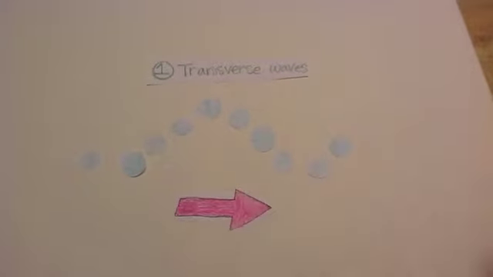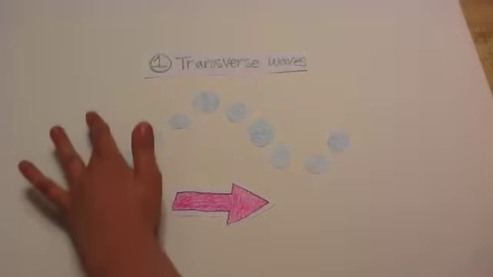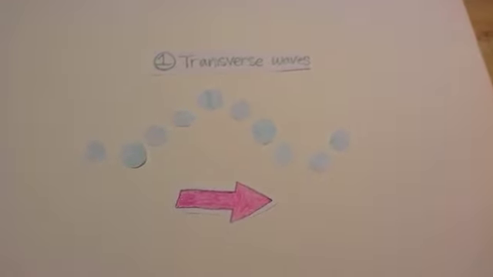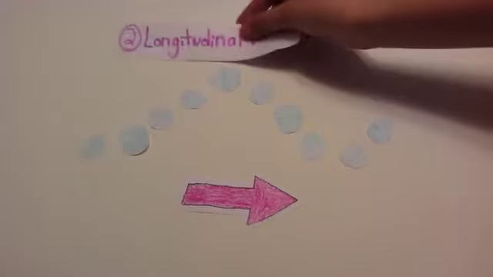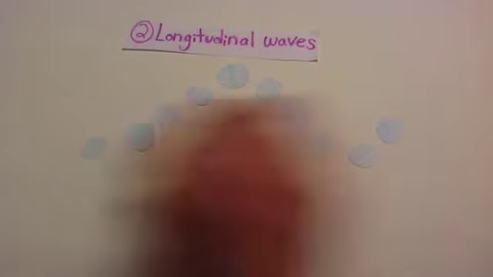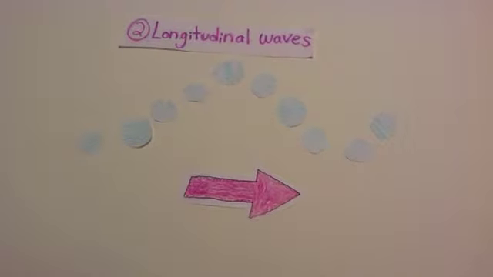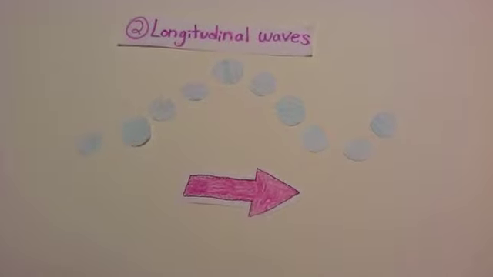So let's say as a whole this wave is moving towards the right. However, since this is a transversal wave, each particle moves perpendicular to that motion of the wave as a whole. In a longitudinal wave, each particle moves parallel to the direction of the whole wave. So in this case, the particle would be moving to the right as well.